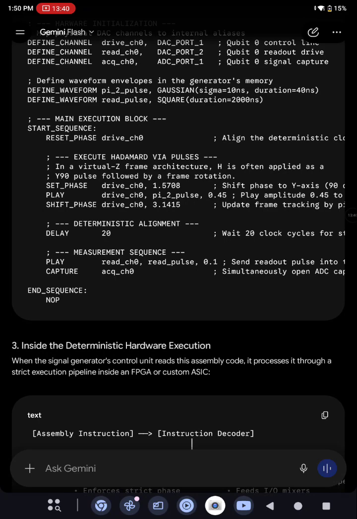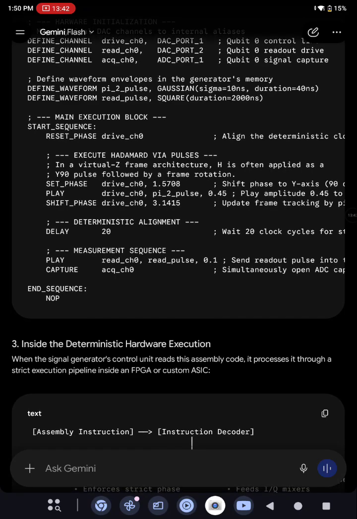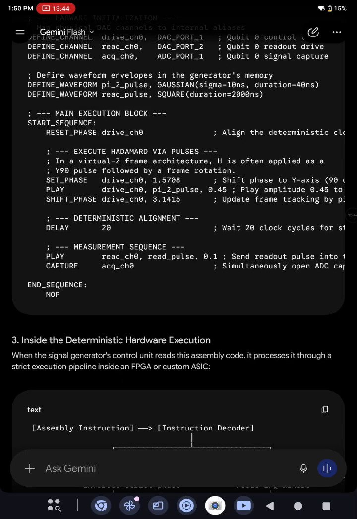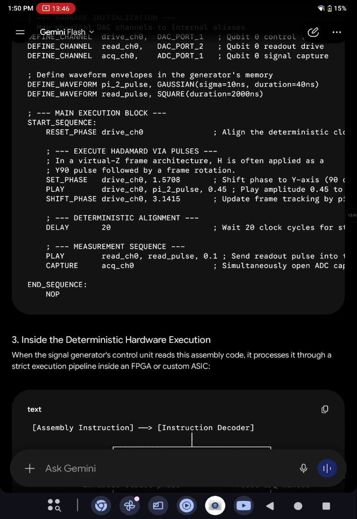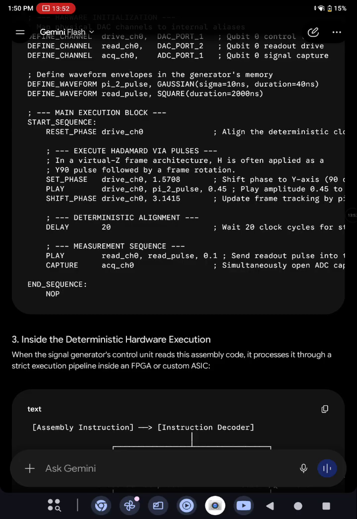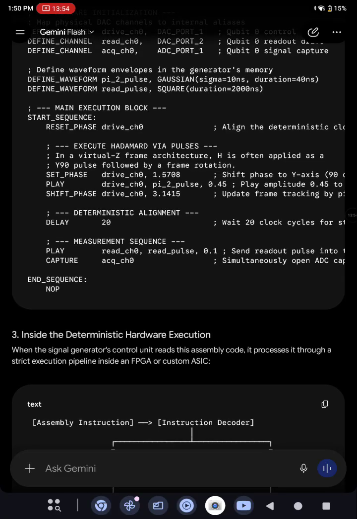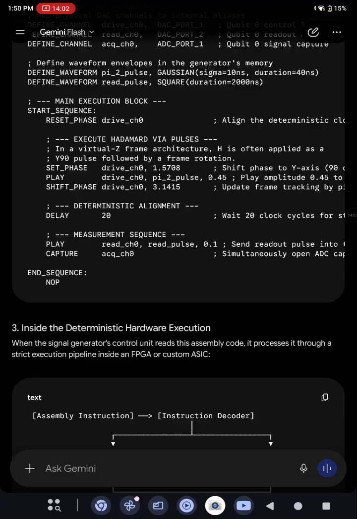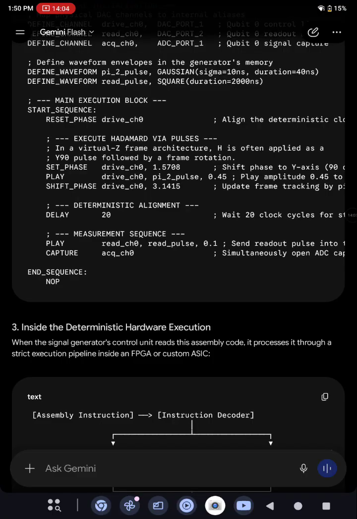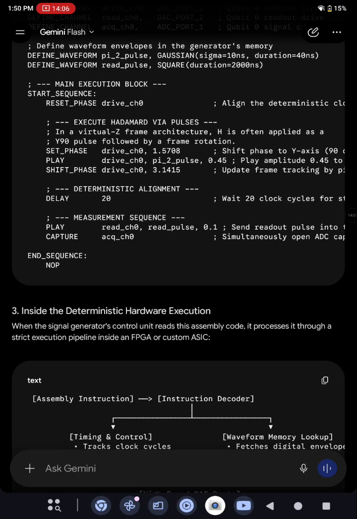Define waveform envelopes in the generator's memory. Define waveform pi2 pulse, Gaussian, would be a Gaussian waveform with sigma 10 nanoseconds, duration 40 nanoseconds. Define waveform read pulse with a square wave, duration 2000 nanoseconds. Why? I'm going to tell you something, I have no idea what I'm talking about right now.